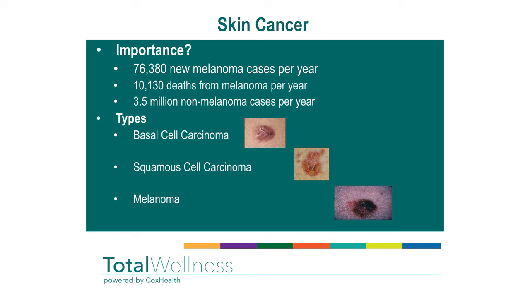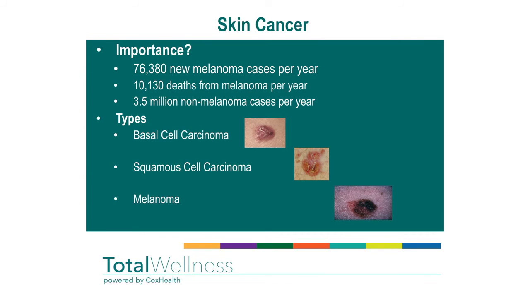Skin cancer is the most common type of cancer that there is. There are 76,000 new melanoma cases per year, 10,000 deaths from melanoma, but there's 3.5 million non-melanoma cases every year. That's a lot. So that sunscreen that I talked about is a huge, huge thing to do to try and prevent one of the most common types of cancer.